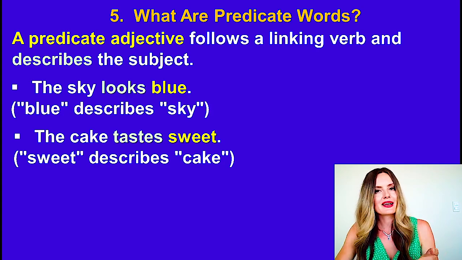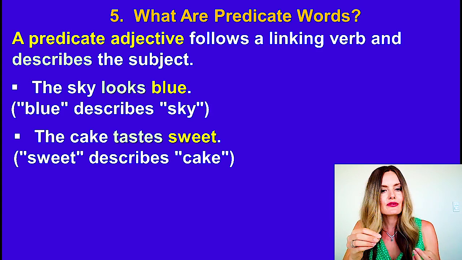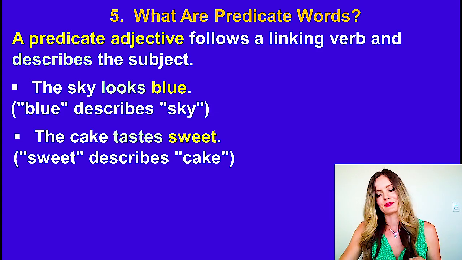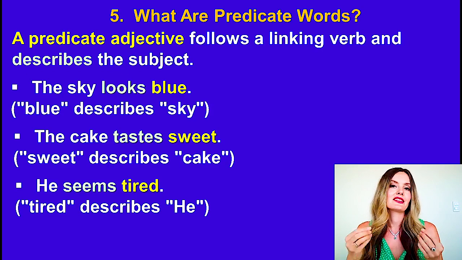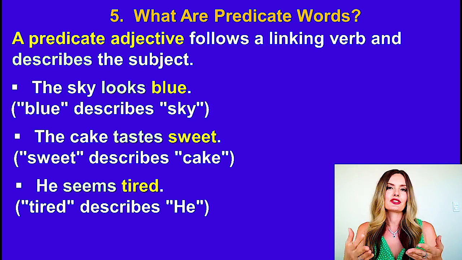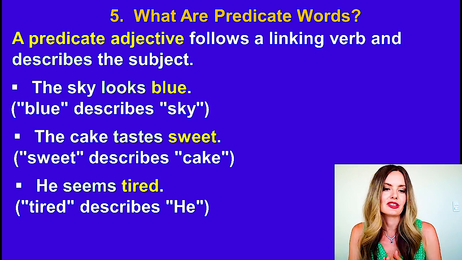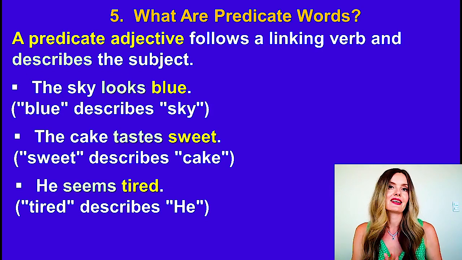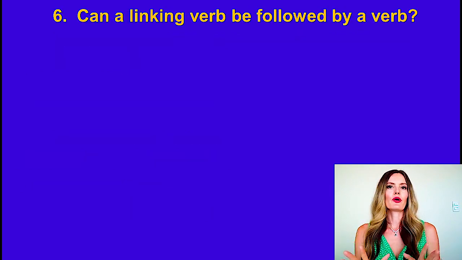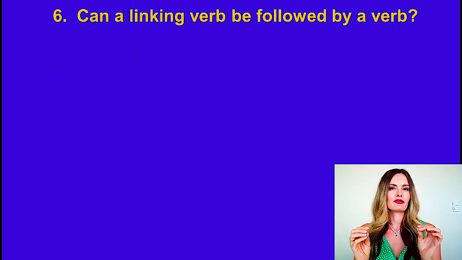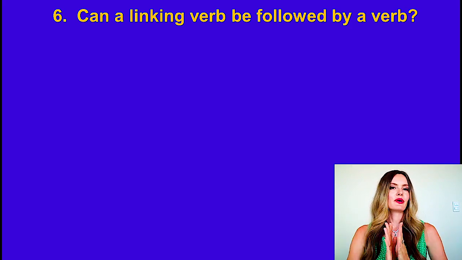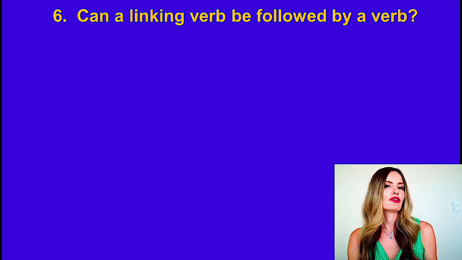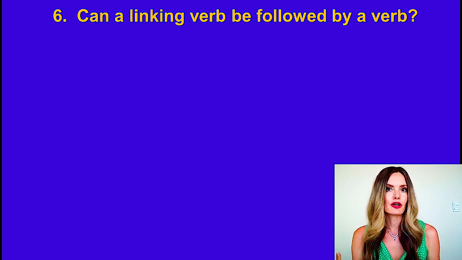So a predicate adjective follows a linking verb. He seems tired. Tired describes he. So tired is a predicate adjective, and seems is a linking verb. Now we know that linking verbs can be followed by nouns and by adjectives. And you may ask me, can a linking verb be followed by a verb?